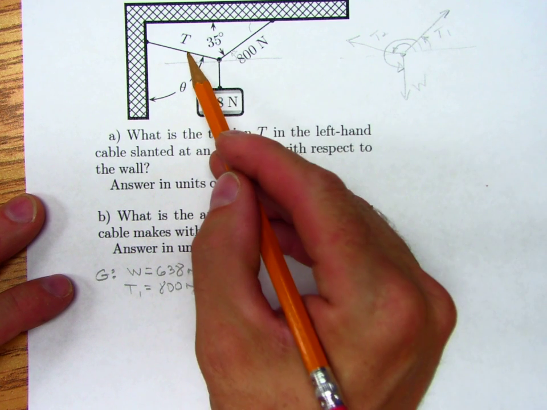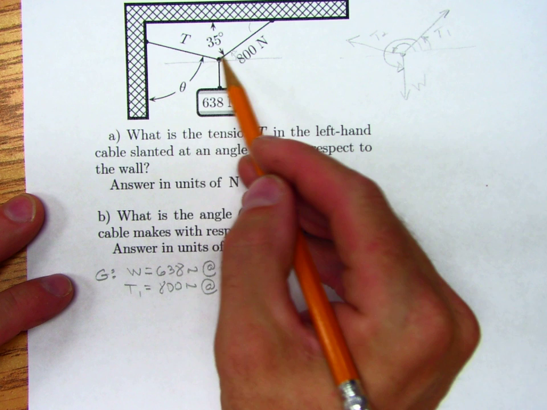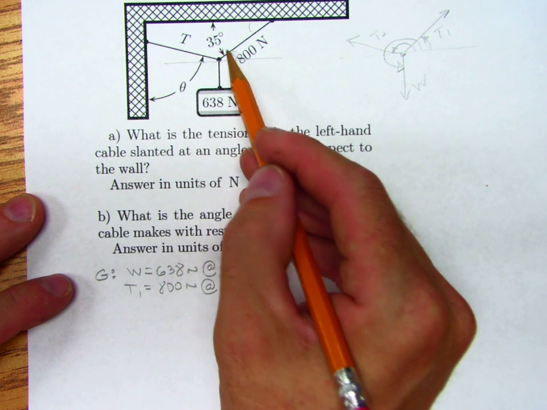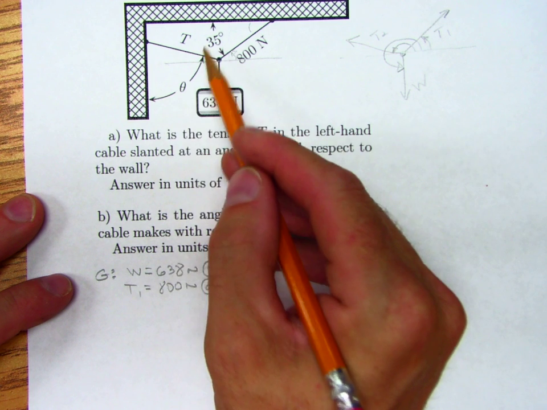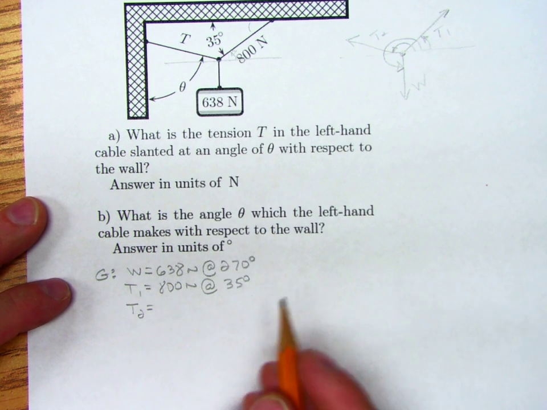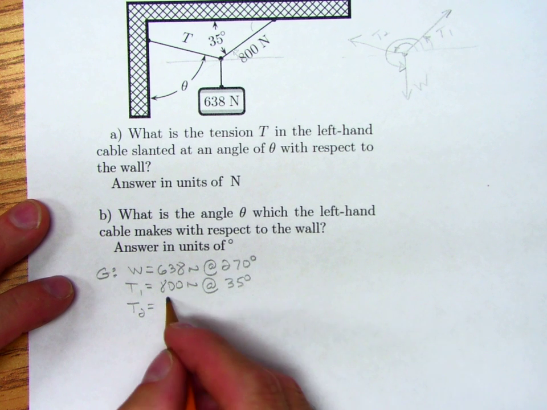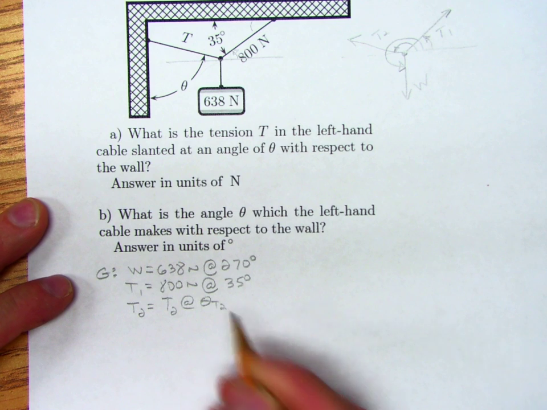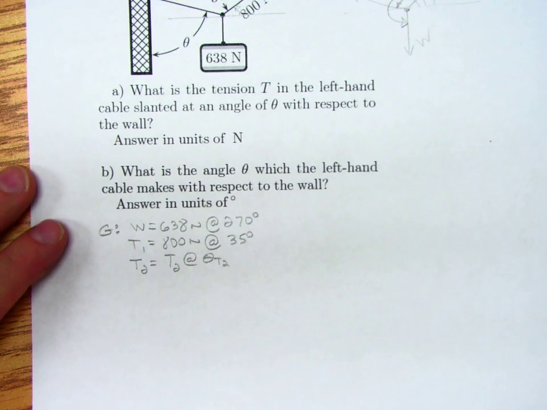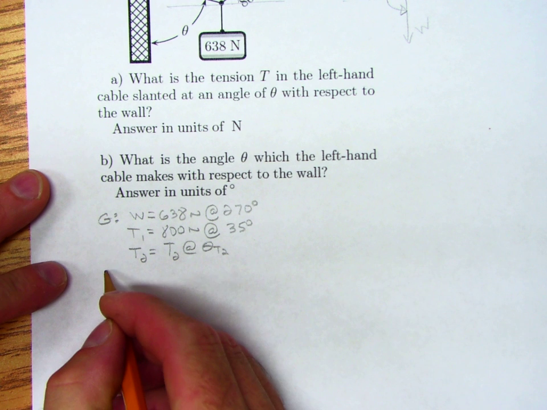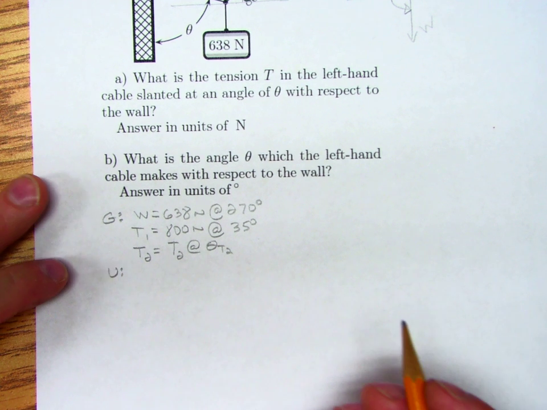And then we don't know this angle of T, but we're going to define it with respect to the positive x-axis counterclockwise. Once we find that, we'll go back and figure out what this angle is here. So T2 has a value of T2 at theta 2. Okay, so those are our three vectors. We know that those vectors are in static equilibrium, so they have to add up to 0.